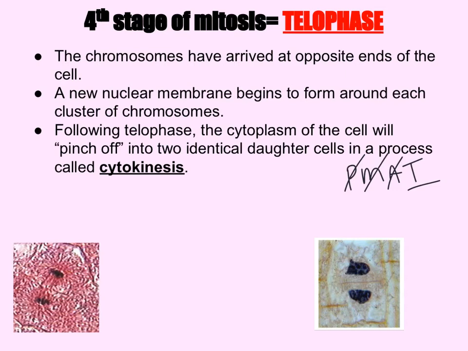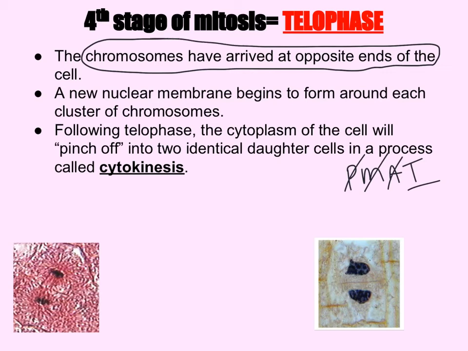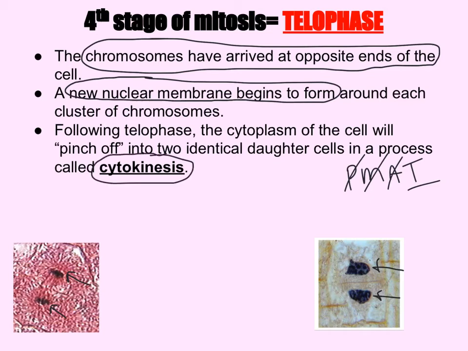This is where the chromosomes have arrived at opposite ends of the cell. So the chromosomes are no longer moving away from each other. They've arrived at opposite ends of the cell. A new nuclear membrane begins to form around each cluster of chromosomes. You can see that here in this plant cell, and kind of see that there in this animal cell over here. And the final thing that needs to happen before these two cells can divide is a process called cytokinesis.